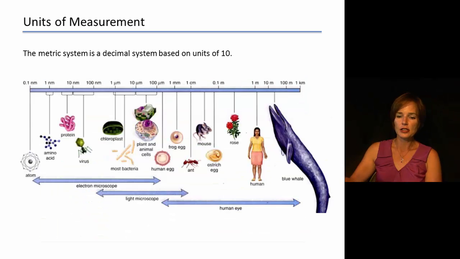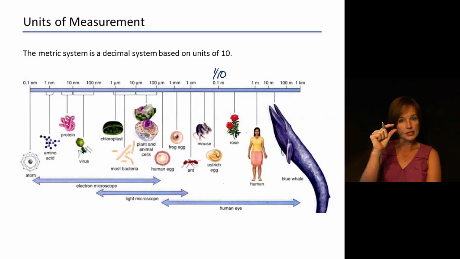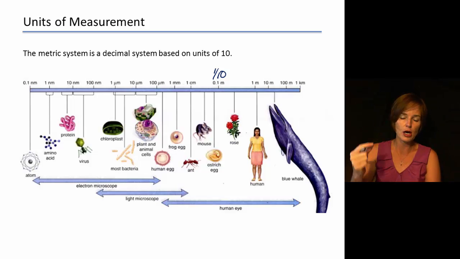If we look at the scale of some things we're more familiar with and how they compare, a human would be maybe 1 meter or a little over a meter in length. A mouse is going to be less than a meter for sure. Notice this is 1/10th of a meter, 0.1 meters, and the mouse is even smaller. An ant is going to be maybe 1 centimeter. So 1 centimeter would be about like this, pretty small. And then notice we just get smaller and smaller.